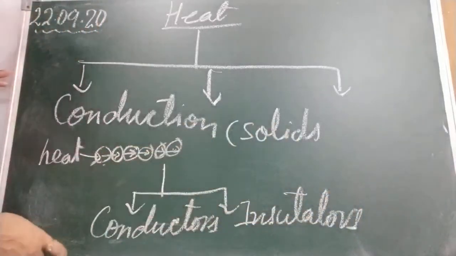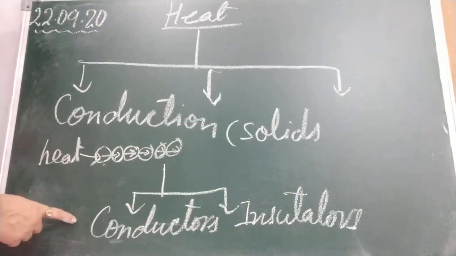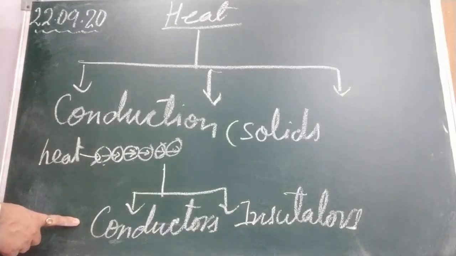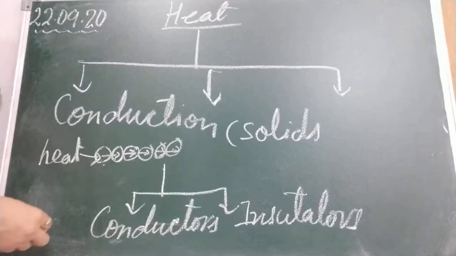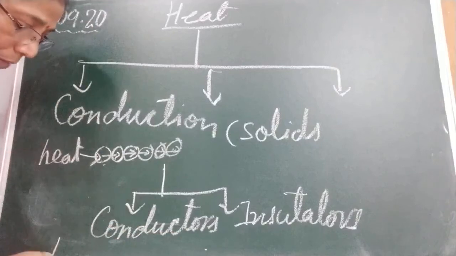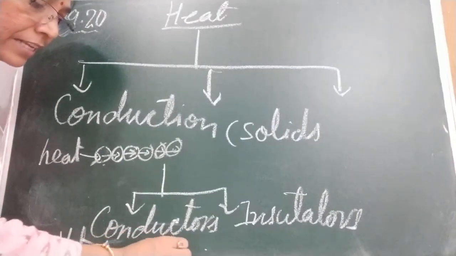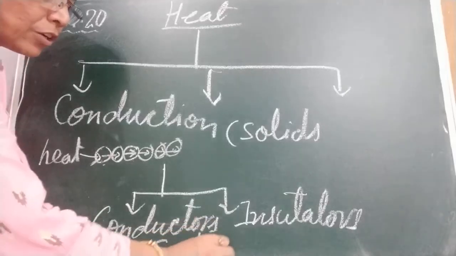Conductors, what are conductors? Materials that allow heat to pass through them easily are called conductors. Examples of conductors are all metals. All metals are good conductors. One non-metal is also there, that is graphite. All metals, I told you metals, and one non-metal, what is that? Graphite. This is a good conductor.